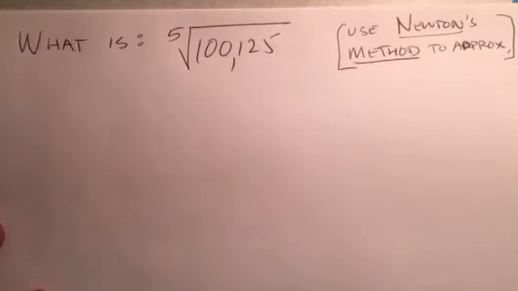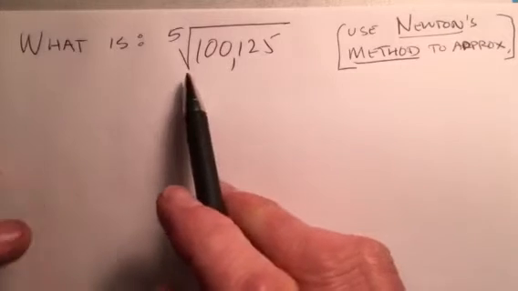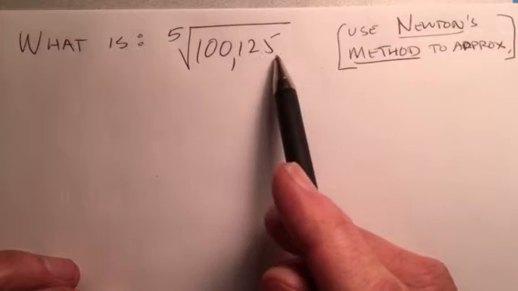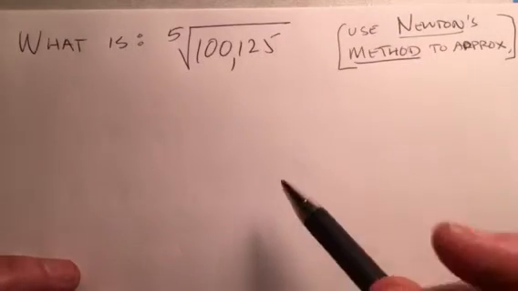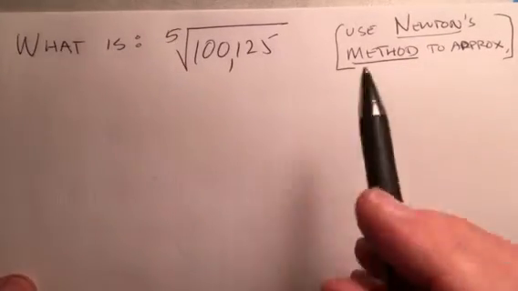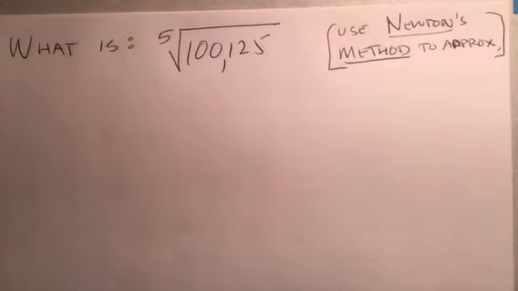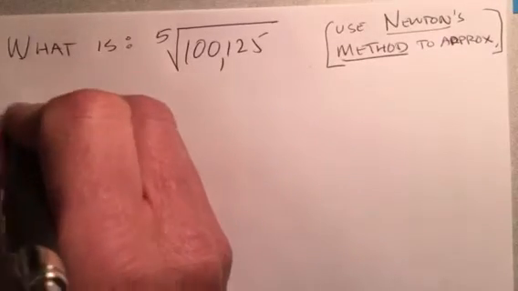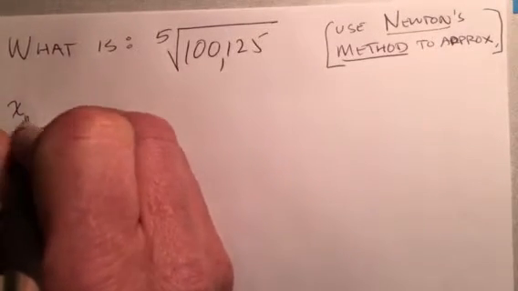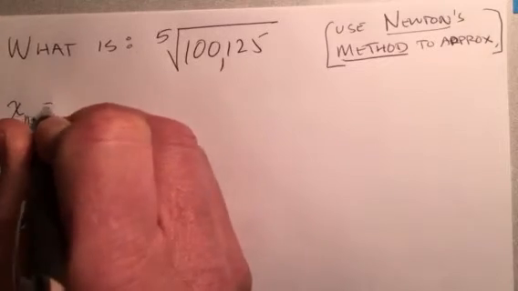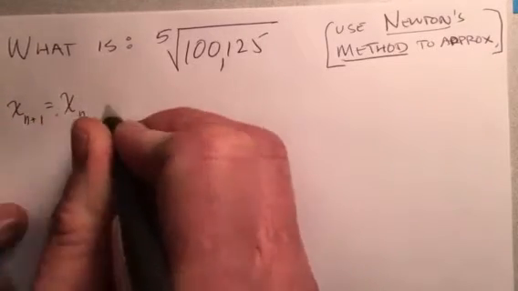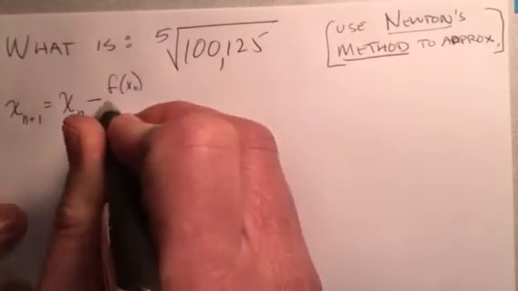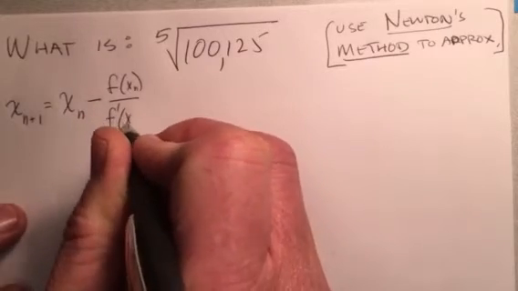Okay, I am now going to use Newton's method to find the fifth root of 100,125. You can see the other video if you want to understand where the formula for Newton's method comes from. We say that x sub n plus 1, the next step, is found by taking the preceding step and subtracting from that f of x sub n all over f prime of x sub n.